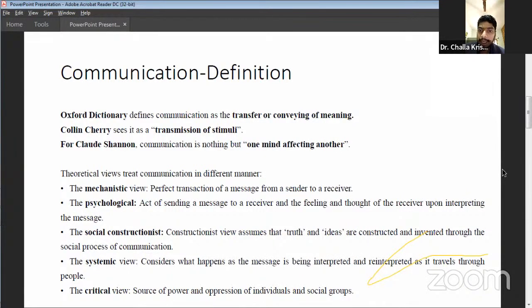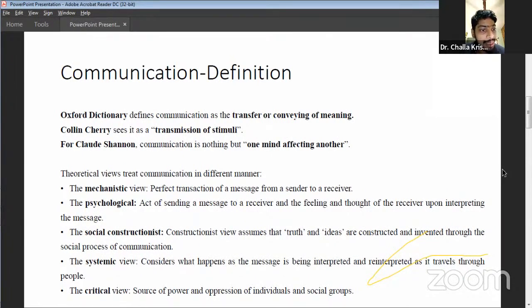So, transfer of meaning and conveying of meaning. We are trying to transfer meaning. For example, I'm trying to transfer some information. What does that information contain? It contains a meaning. I'm doing a gesture. What does that gesture contain? It contains a meaning, right? Everything contains a meaning. A message cannot be called a message without a proper meaning.